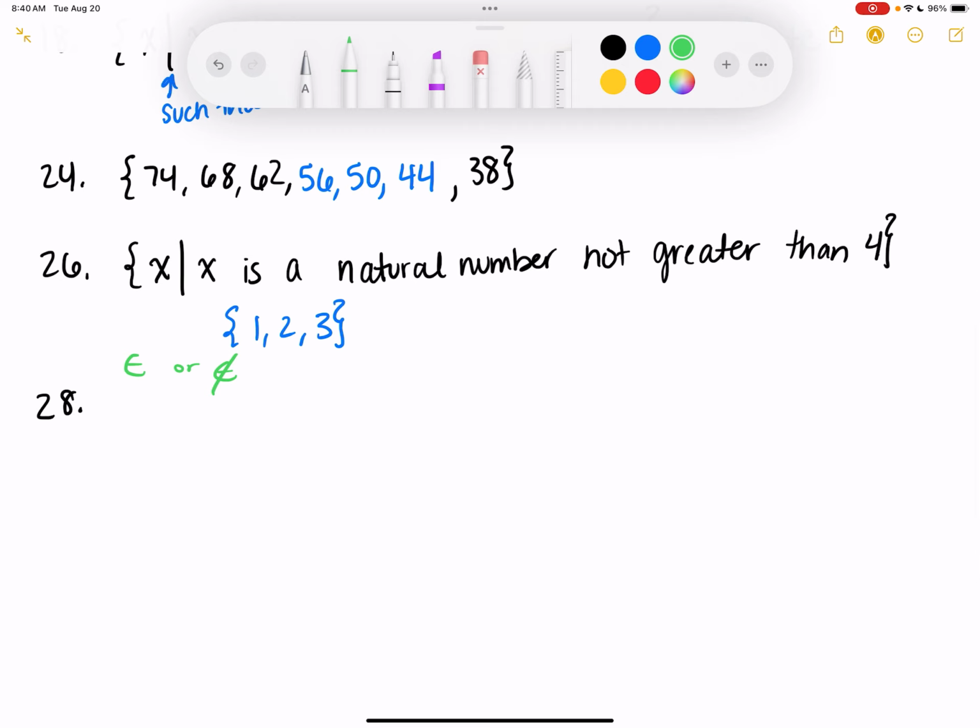So they give us 9, a blank that we're going to fill in, and then they give us the set 2, 3, 5, 9, and 8. It's annoying they didn't write them in order. And we want to know if 9 is an element of that set or not. So what do you think? Yes, they write it in for you. So that one is an element.